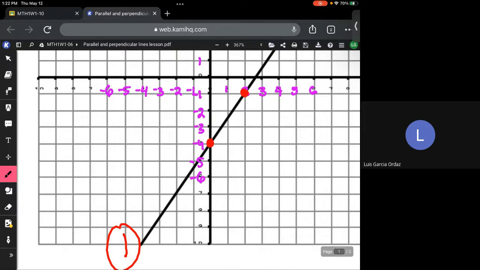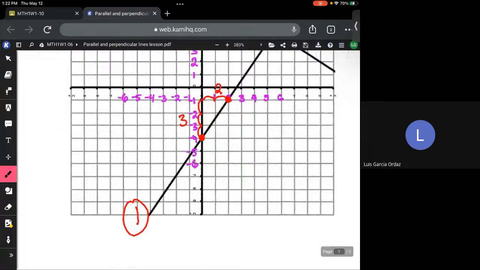How much am I going? 1, 2, 3. So I'm going 3 up and 2 to the right. 1, 2. So my slope for line number 1 is going to be 3 over 2.